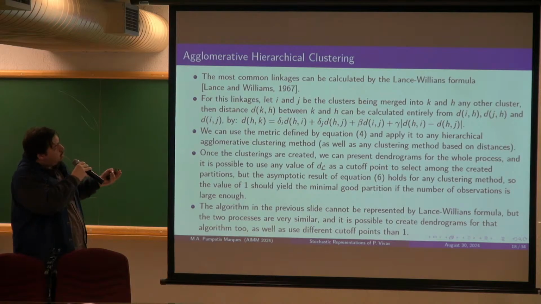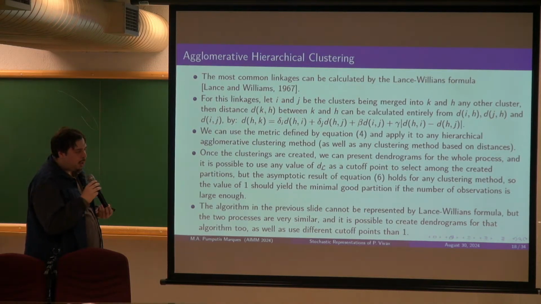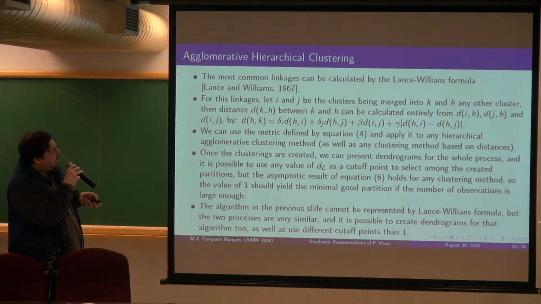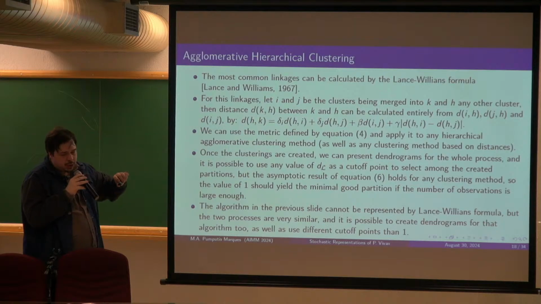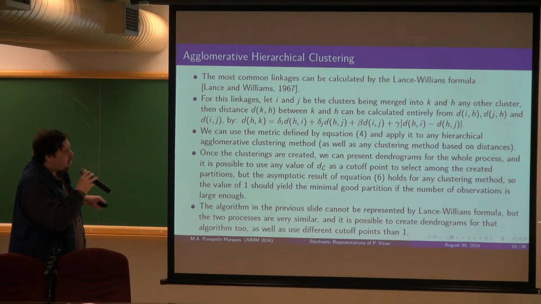So the usual linkages can be calculated with the Lance-Williams formula. What are the usual linkages? There are several of them, and in R, for example, there are about 8 of them. All of them can be calculated with the Lance-Williams formula, which is given by this relation here. The idea is that the new distance matrix can be constructed entirely from the distance matrix in the previous step. So once you have the distance matrix, you don't need anything else.